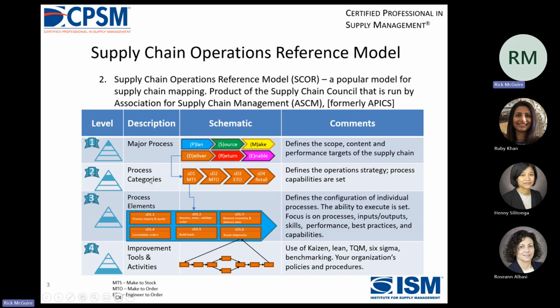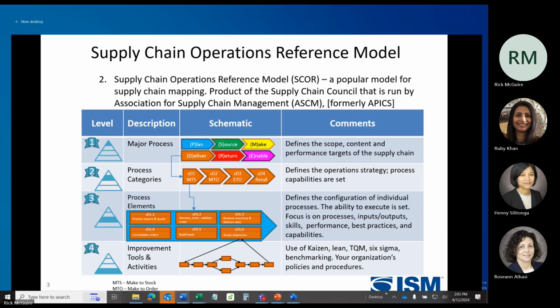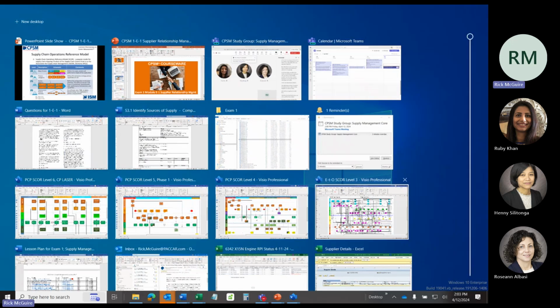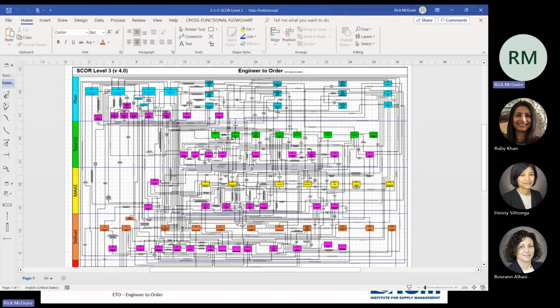Next level down is level 2. You determine whether it's going to be make to stock, make to order, engineer to order, or retail. And we're an engineer to order firm. And then the third level down, you set up all, like, this is deliver. I'll show you what this looks like. Here we go. Very busy. So this is the whole thing set out. You see, you got deliver, make, source, plan.